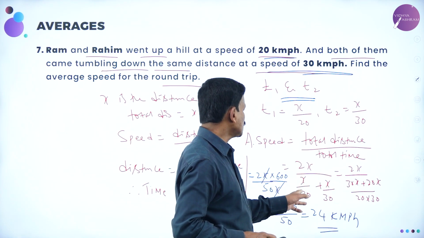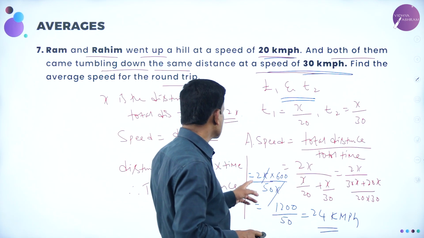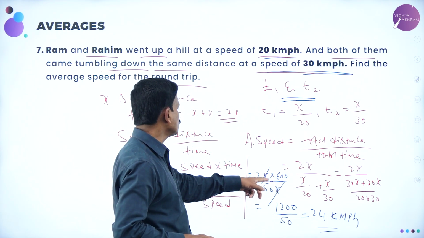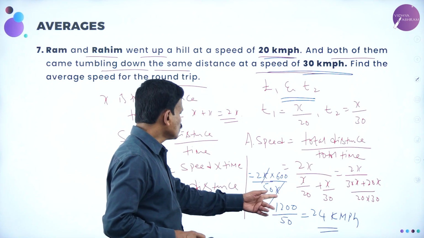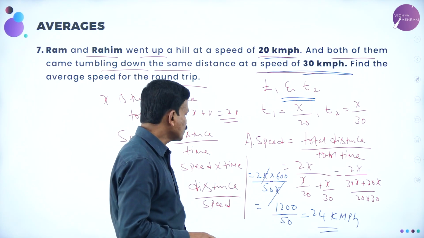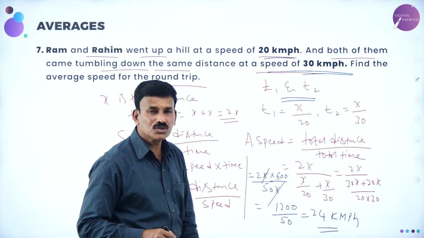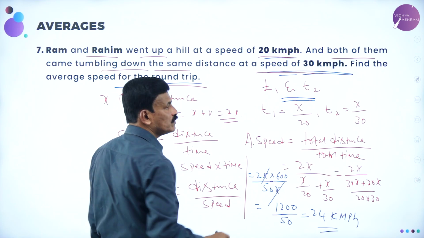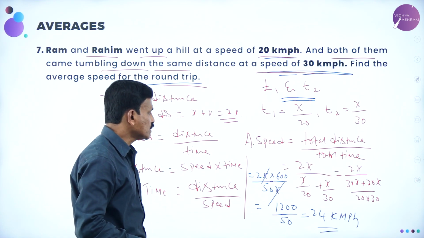So in the numerator, 30 plus 20 is equal to 50x. 2x divided by 50x, 20 into 30 is 600 goes to the numerator, x and x get cancelled. 1200 by 50 or 120 by 5, that's equal to 24 kilometers per hour. So the average speed for the round trip is equal to 24 kilometers per hour.